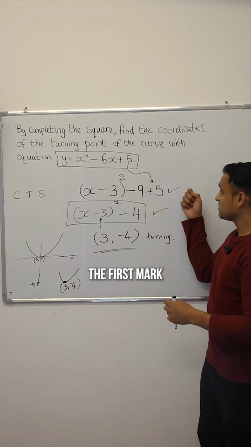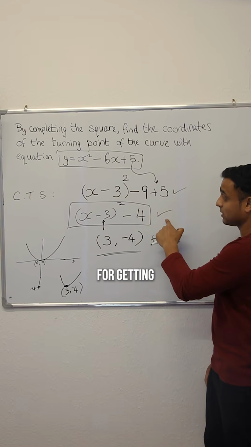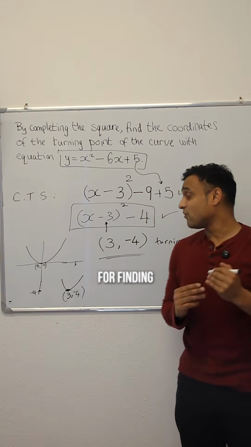So just to recap, the first mark is for completing the square, the second mark is for getting in the right format, and the third mark is for finding the turning point.